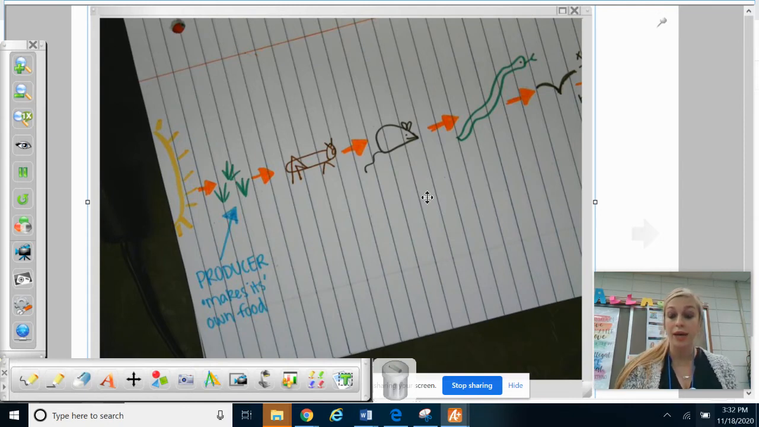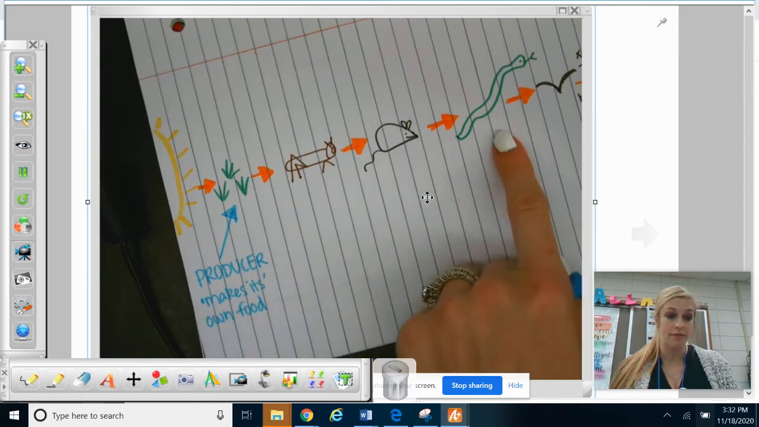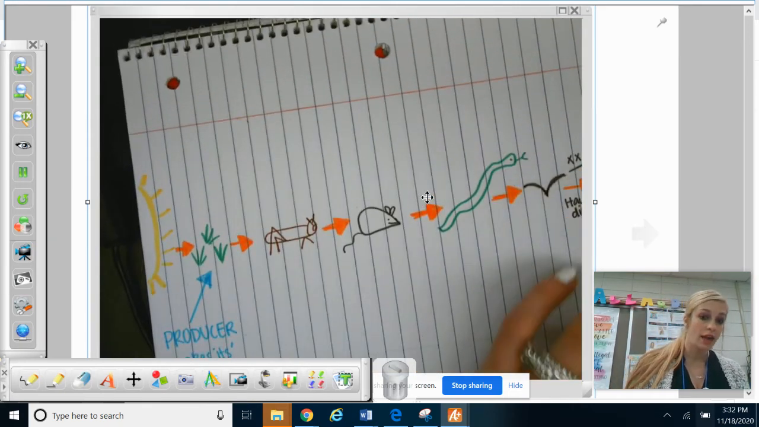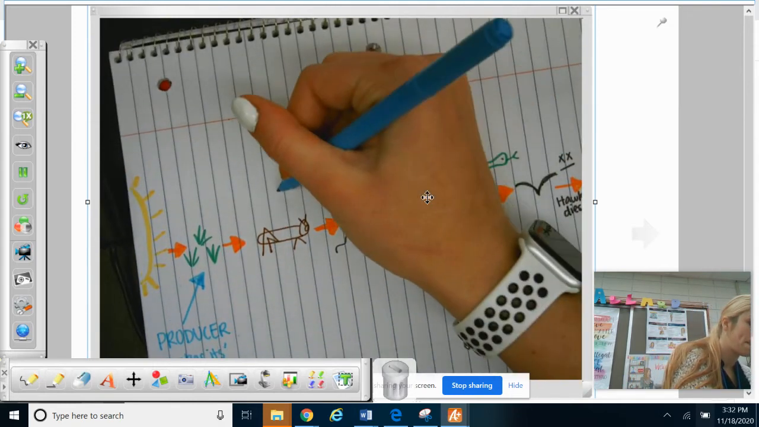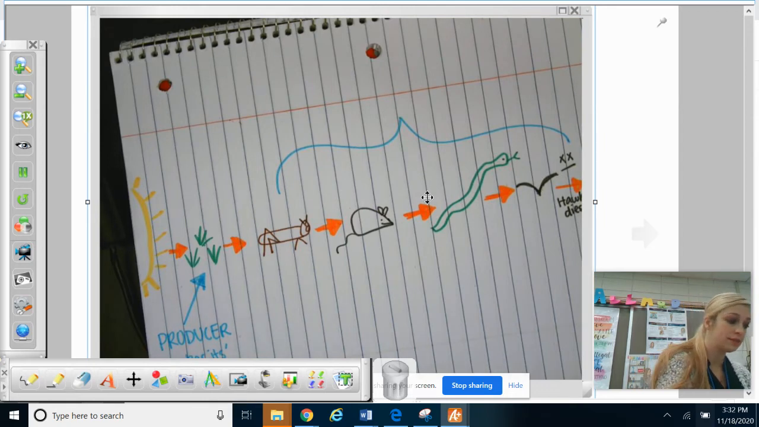But all the other organisms that do eat things, that would be every guy else except for our decomposers, they are called consumers.